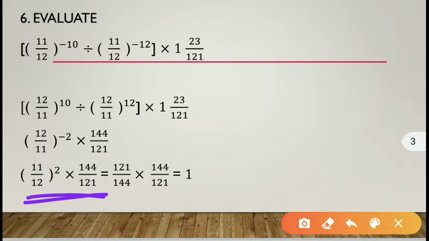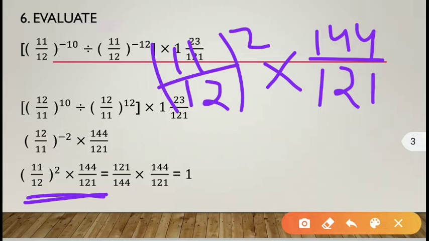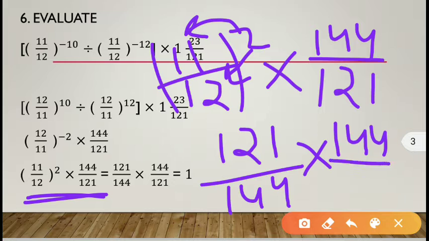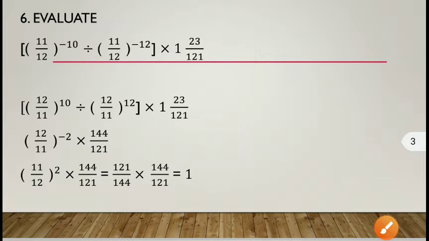Now, this 11 upon 12 square into 144 upon 121. This is square: 11 will also be squared and 12 will also be squared. 11 square means 121. 12 square means 12 into 12. When you multiply, you will get 144. And into 144 upon 121. This will be cancelled, this will be cancelled and give you 1, which is your answer.